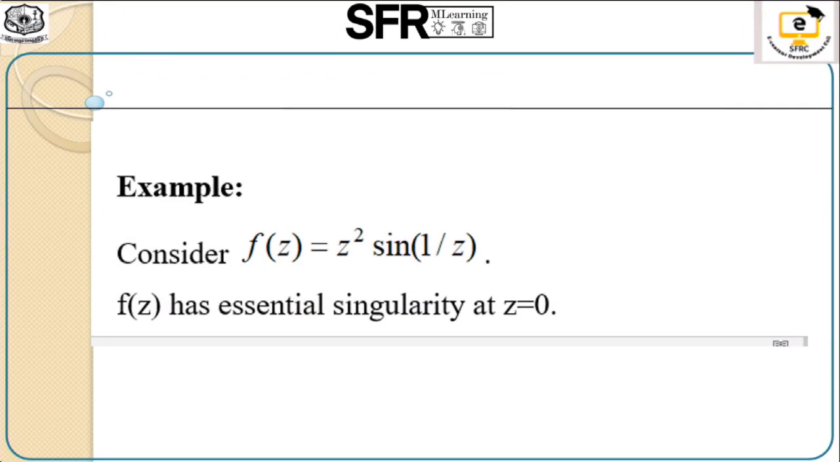Here's another example. f of z is equal to z square into sin 1 by z. Here keep the term z square as it is and write the series for sin 1 by z. Then after small simplifications, we can easily see that the principal part has an infinite number of terms. There are infinitely many terms in which the denominator contains z. So here the singularity is an essential singularity.